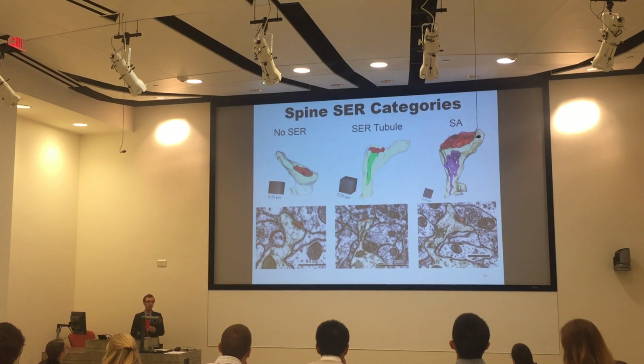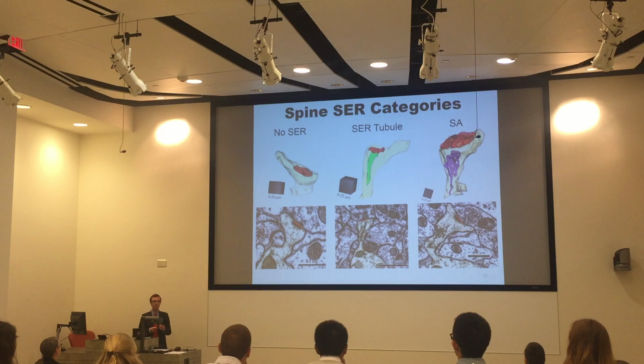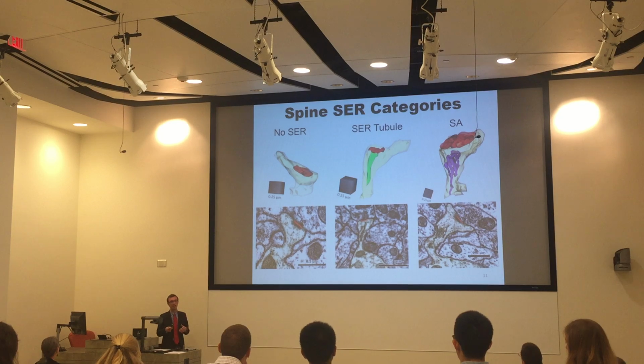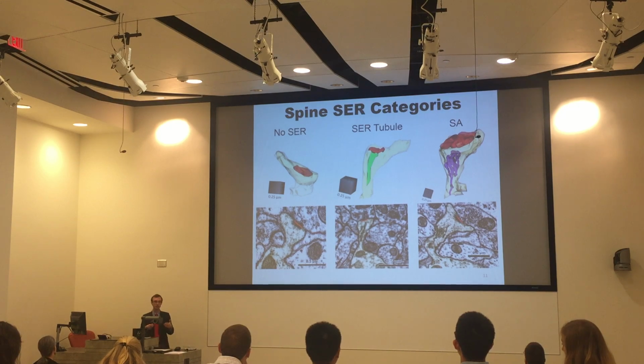And so these are the three categories for which SER can form in dendritic spines. So there can be no SER, there can be the single tubule, and then there can be the spine apparatus. And what's important about the SER is that it functions in the storage and release of calcium. It also is part of protein modification after translation, and it also functions in lipid synthesis. So it's thought to be a good candidate for the regulation of synaptic plasticity or changes in synapse structure.